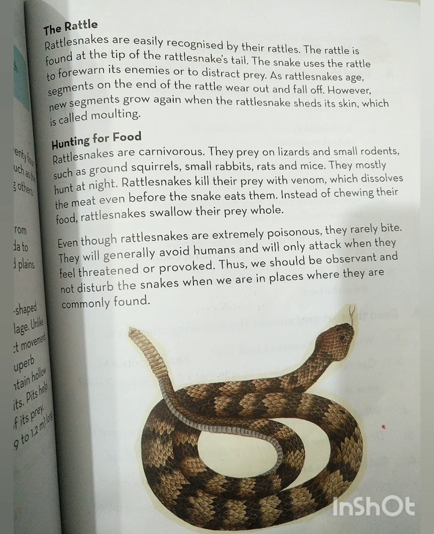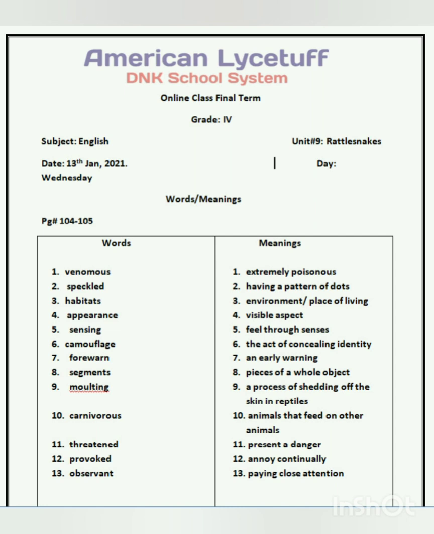Now, instead of chewing their food, rattlesnakes swallow their prey whole. Even though rattlesnakes are extremely poisonous, as I told you, they rarely bite. Only in some cases will they bite human beings, when they are threatened or provoked. Other than that, they generally avoid attacking human beings. So we must be observant and very careful when we are in places where they are found, like mountains, deserts, or plains. This is what we have read in this chapter. I hope everything is clear to you.